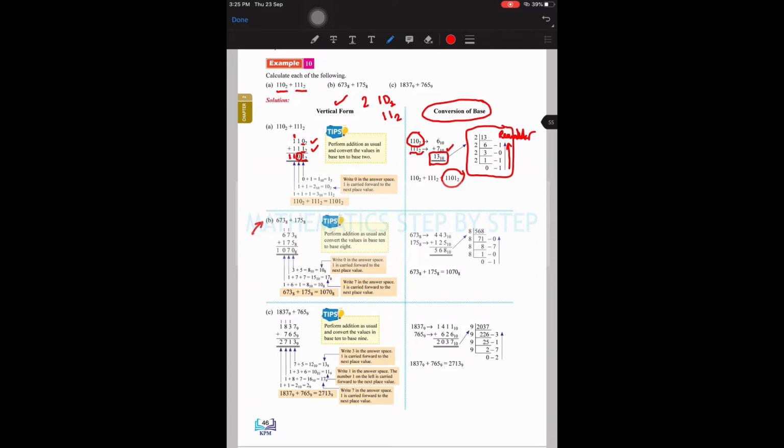So the vertical form method, we write down first, then now we add up. 3 plus 5 equals 8, okay? So 8 in base 8 is actually equal to 10 base 8. So we put 0 here, so there's a 1 here, okay? 7 plus 7 plus 1 equals 15, okay? So 15 in base 8 is equal to 17 base 8. So that's why we write 7 here, then there's a 1 here, okay?